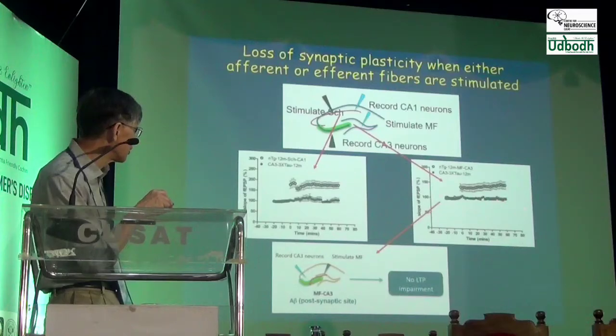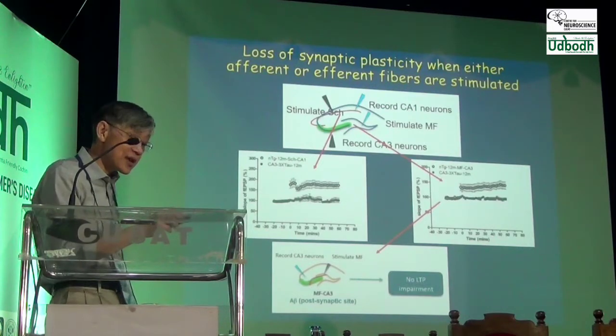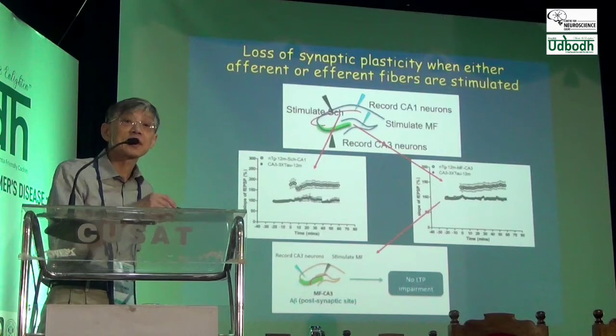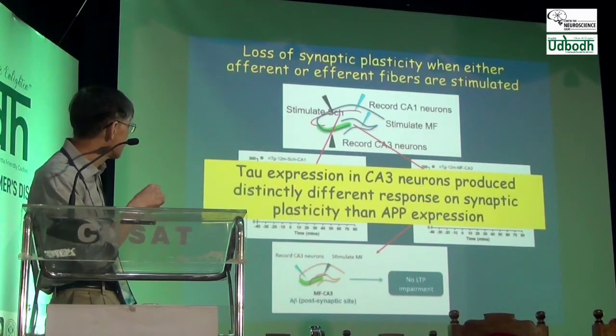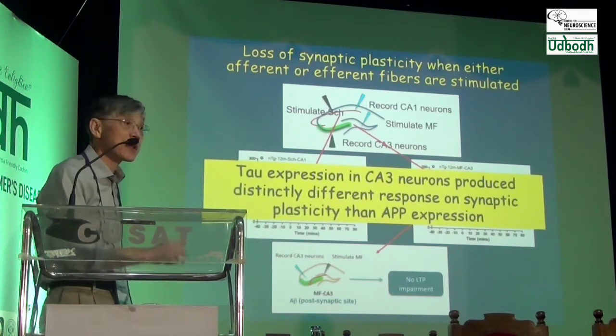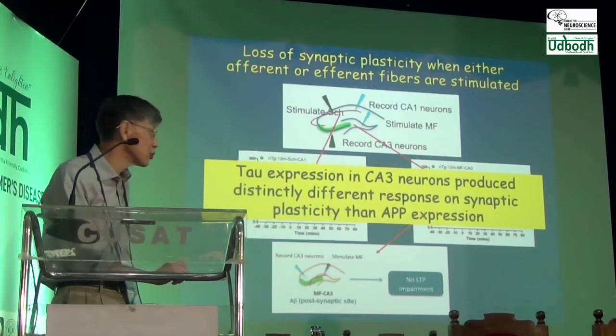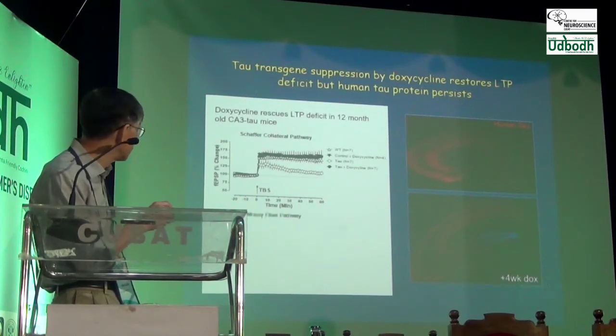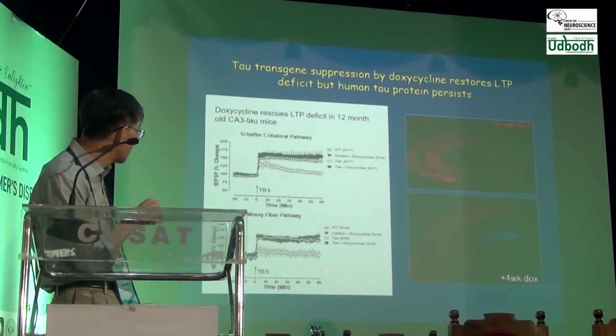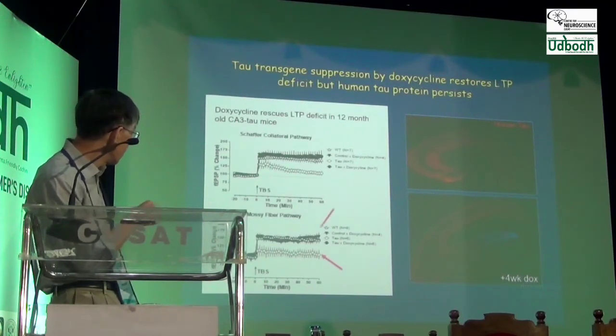If you stimulate the neurons from the afferent fiber, it would appear that when you overexpress tau in the CA3 neurons, it itself causes a synaptic dendritic dysfunction, which changes the LTP response. So tau expression in CA3 neurons produces distinctly different response on synaptic plasticity than APP expression. So here again, the LTP persists just like the graph that I showed you, and then here it is in the Mouseheimer. Again, this particular tracing is done in Professor Saji's lab, where you can see the loss of LTP, but that is recovered after doxycycline.